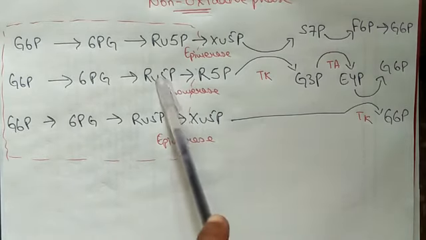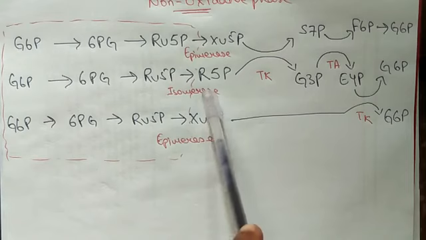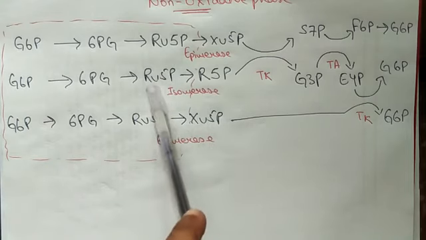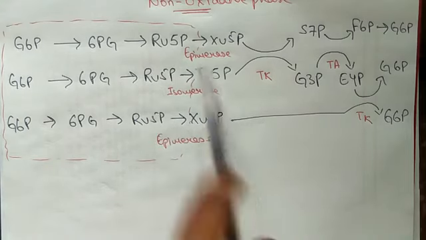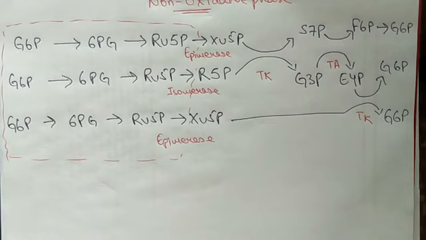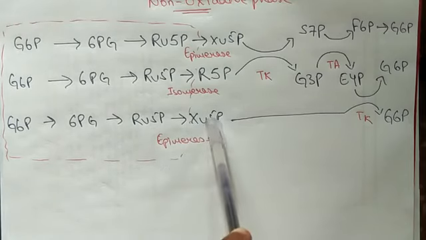and in this, isomerase is used, which converts ribulose 5-phosphate to ribose 5-phosphate. Here the configuration and the formula both change. Therefore, there is an isomerase. And in the third, again epimerase is used. Therefore, xylulose 5-phosphate forms.